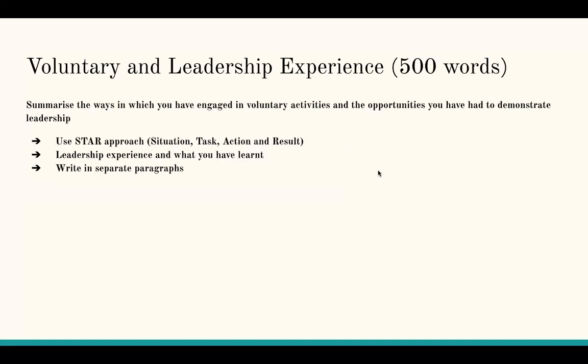The last essay is the voluntary and leadership experience. For this, the easiest essay structure is to have a tiny introduction, then two or three paragraphs in which you talk about your volunteer and leadership experience, and then a conclusion paragraph.